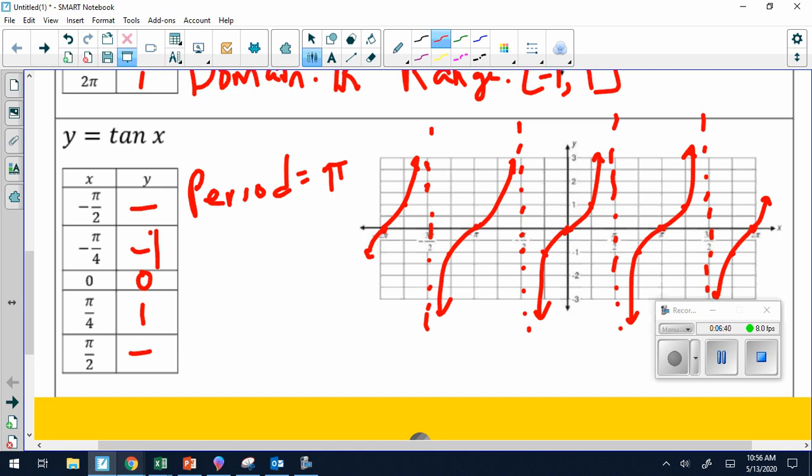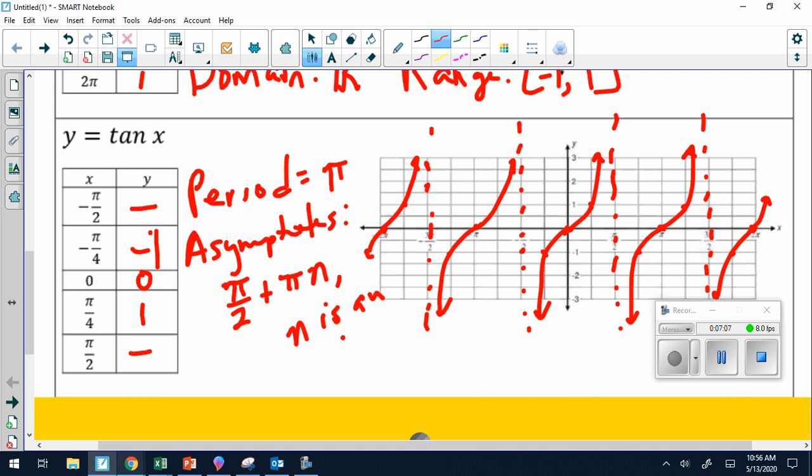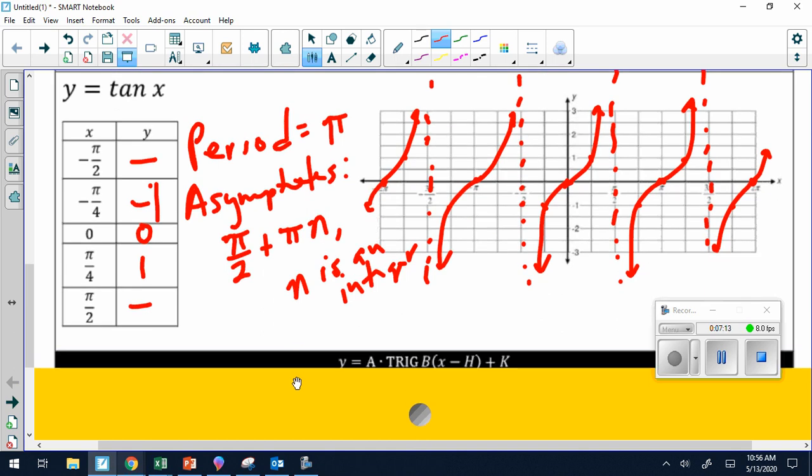You're going to have asymptotes at, so we did this, we defined this using degrees. Let's define it using radians now. You're going to have asymptotes at pi over 2, and then every multiple of pi added to that, where n is an integer. So pi over 2 plus pi, plus 2 pi, plus 3 pi, minus 2 pi, minus 3 pi.